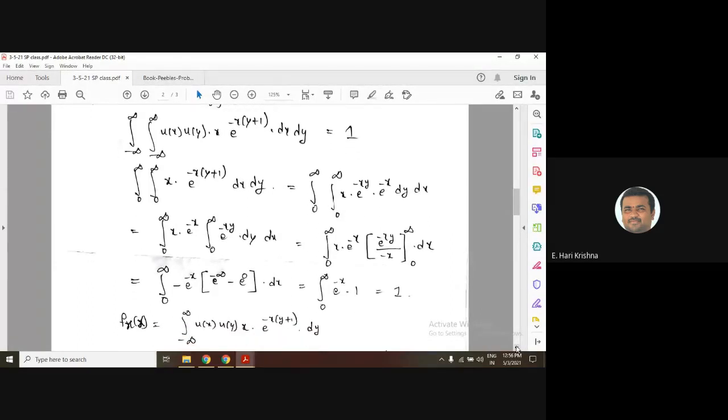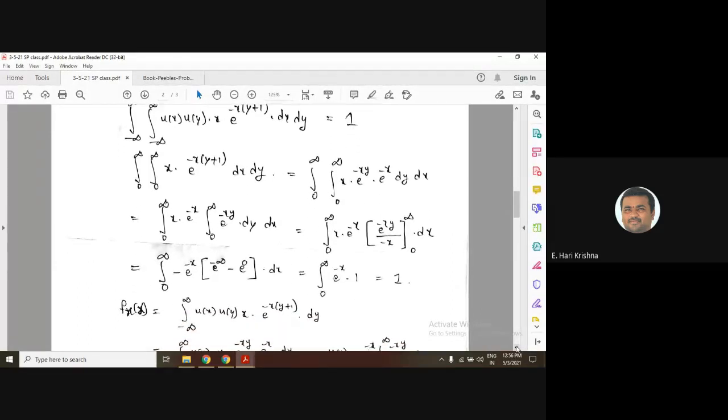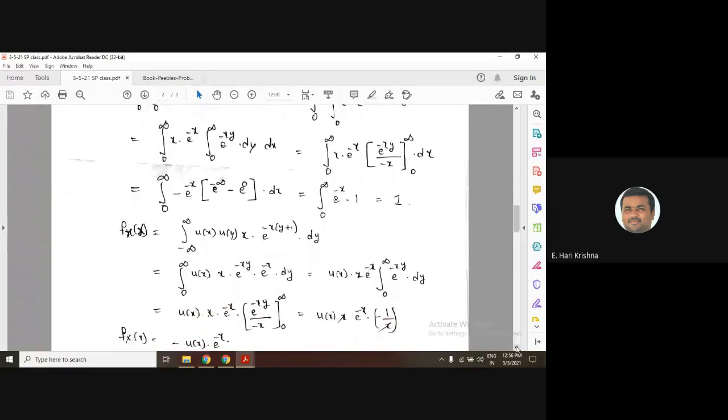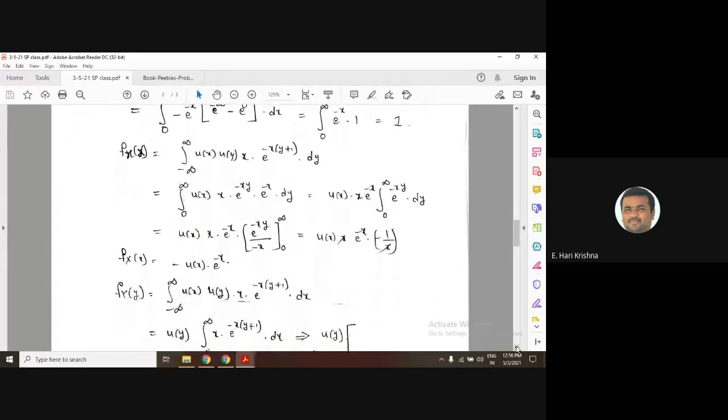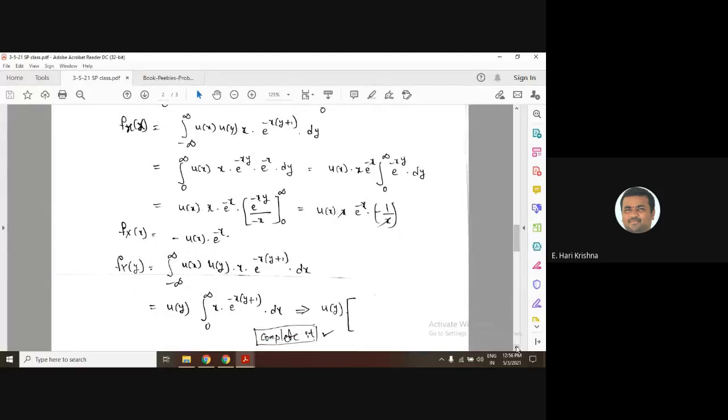So now, evaluating the marginal density function. Just now we have seen, if I want to evaluate the marginal density function for x, integrate the joint PDF with reference to dy, then you get the function of x. A similar calculation I have done here, shown in the paper. Finally you will get f_x of x is equal to u of x e power minus x.